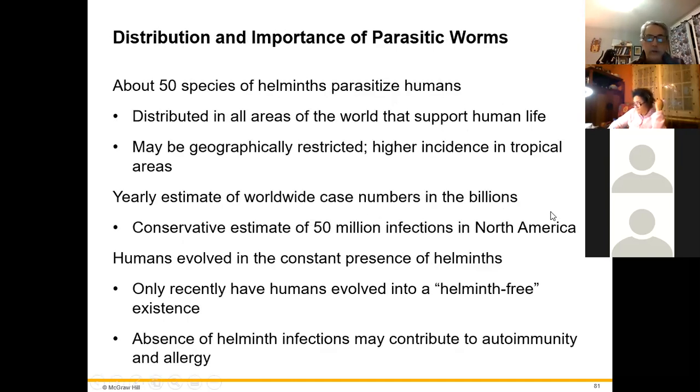There are about 50 species of helminth worms distributed in all areas of the world. Some may be geographically restricted, with higher incidence in tropical areas. The yearly estimate of worldwide cases is in the billions. Conservative estimates are 50 million infections in North America. Humans have been in constant contact with them. Only recently have human civilizations gotten to the point where we can have a helminth-free existence. Absence of helminth infections can actually contribute to autoimmunity and allergy.